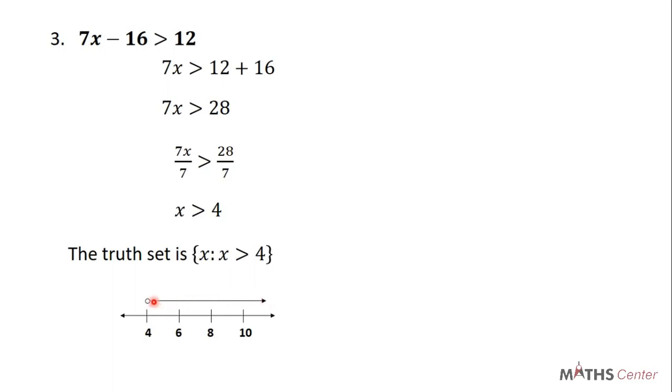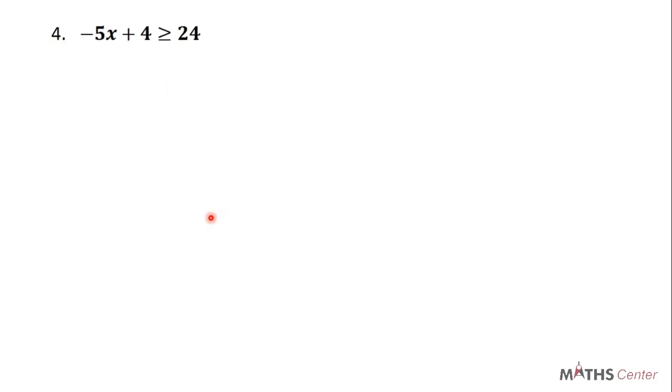Then after that, you draw a small circle on top of your answer. Now, because this is greater than, not greater than or equal to, you are not going to shade the circle. If the answer was x is greater than or equal to 4, then you will shade the circle. Because it's only greater than, you are going to leave the circle as it is. Let's pick the next example.